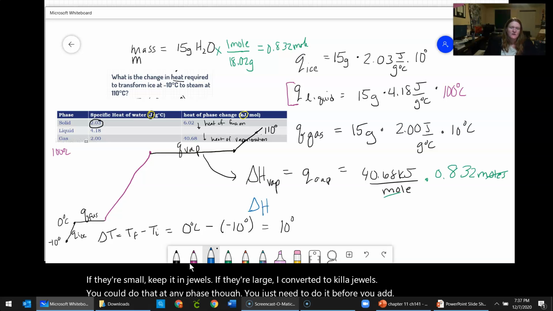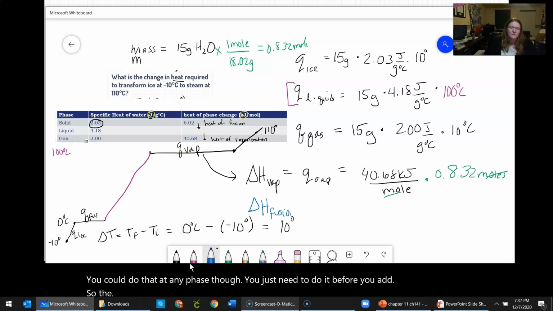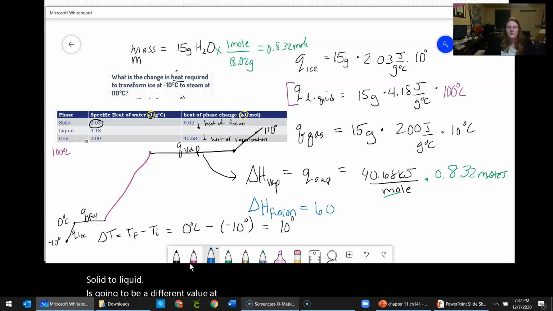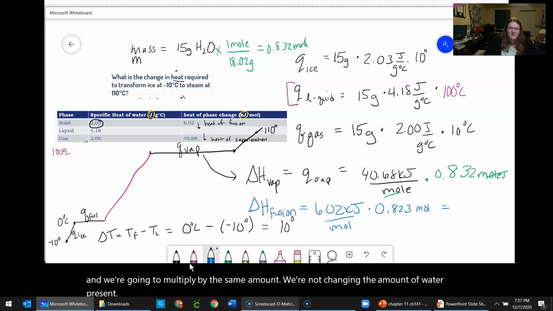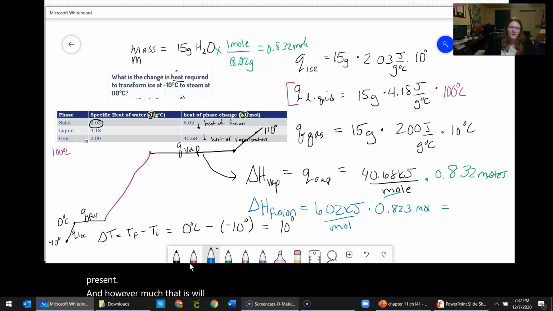So the fusion, so from solid to liquid, is going to be a different value. It's 6.02 kilojoules per mole. And we're going to multiply by the same amount. We're not changing the amount of water present. And however much that is will be the amount required to melt it, and we'll just add it to the rest of them as long as the units match. Okay.